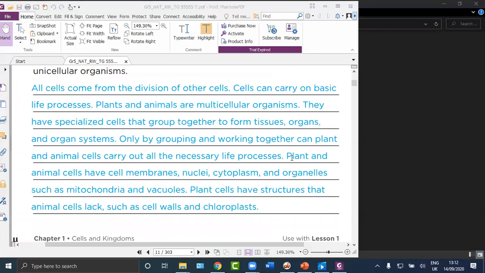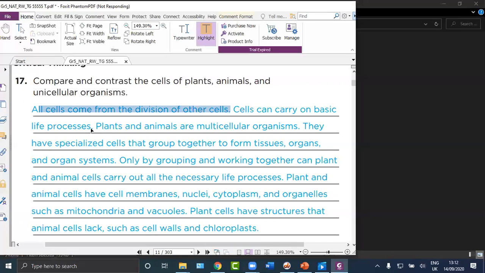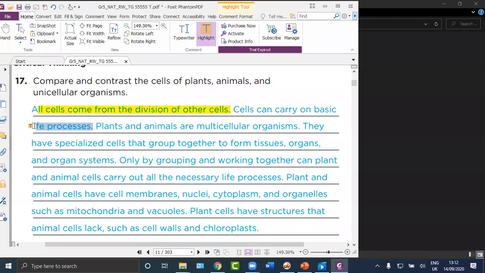Critical thinking. We explained before, all cells come from the division of other cells. And cells can carry on basic life processes. You can take the big idea.